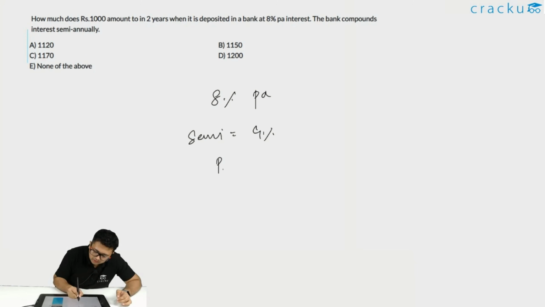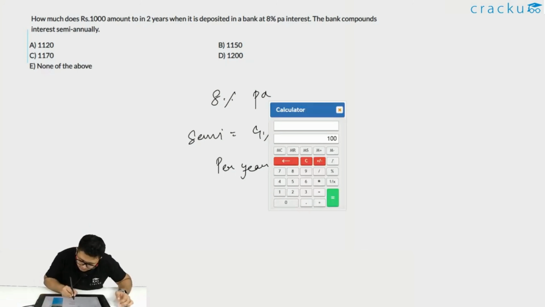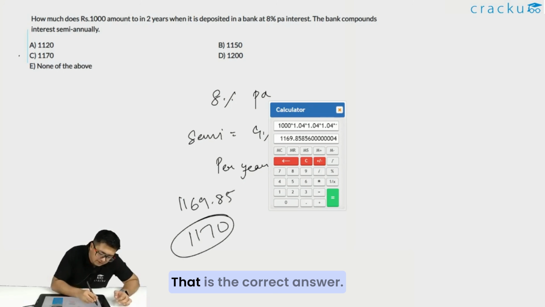So per year, it will be 1.04, right? So square, right? So let's use a calculator here. So it's 1000 rupees into 1.04 into 1.04 into 1.04, right? We get 1169.85, which is 1170 here, right? That is the correct answer.